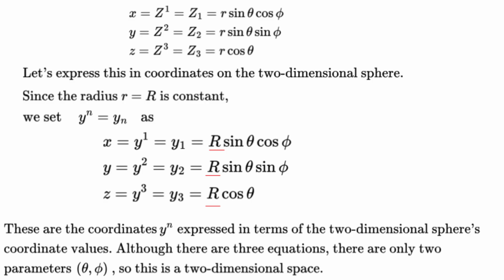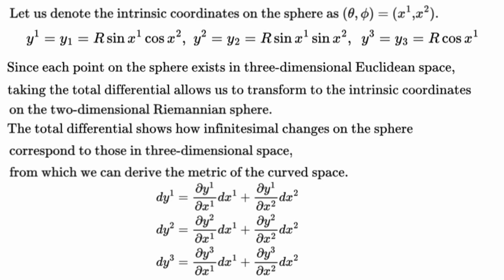Let's express this in coordinates on the two-dimensional sphere. Since the radius r is constant, we set. These are the coordinates yn expressed in terms of the two-dimensional sphere's coordinate values. Although there are three equations, there are only two parameters, theta, phi, so this is a two-dimensional space. Let us denote the intrinsic coordinates on the sphere as theta, phi equals x1, x2.